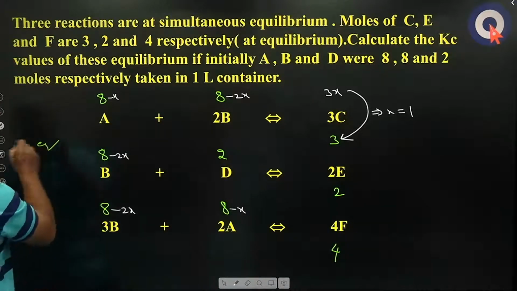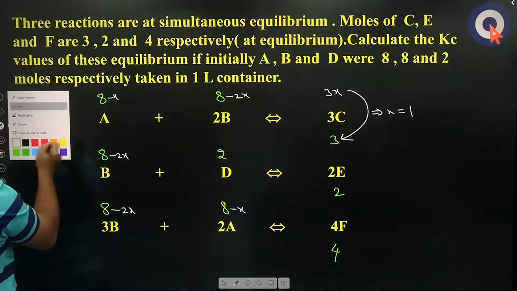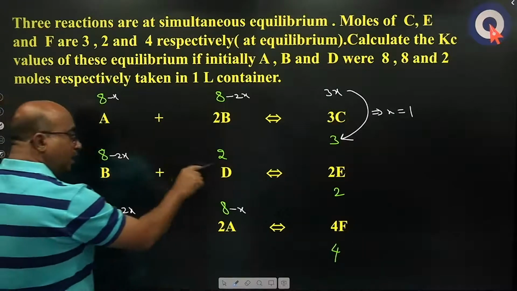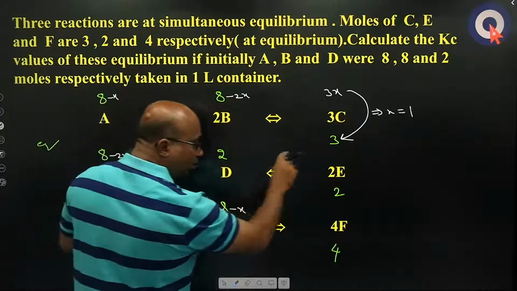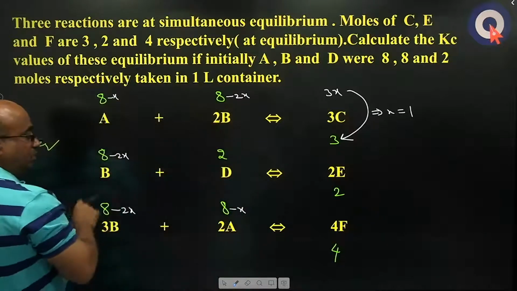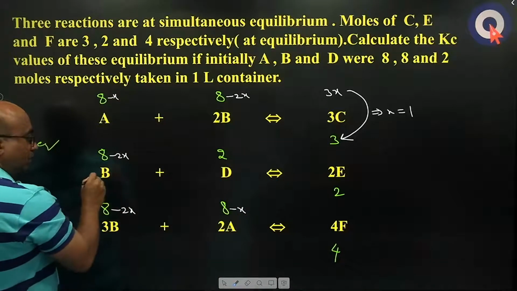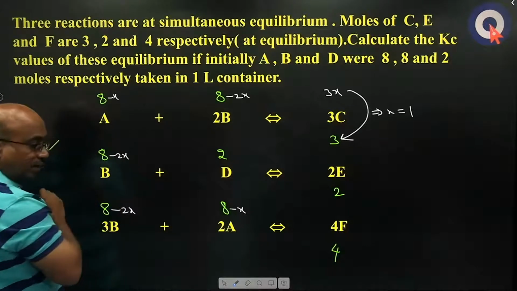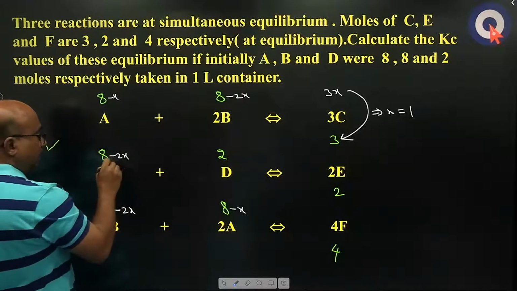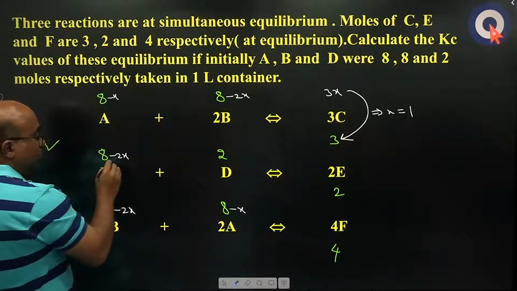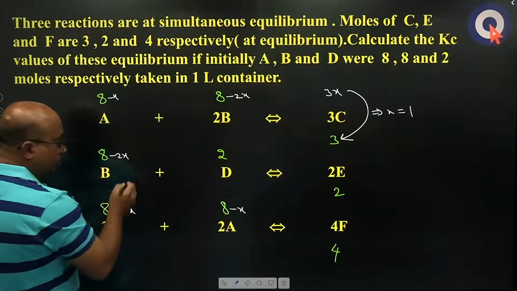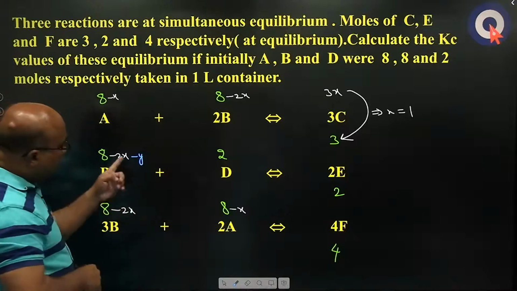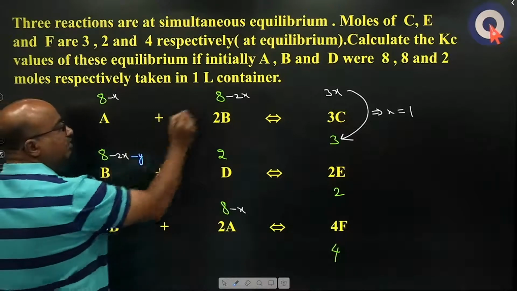Coming to the second reaction. What is the second reaction? B and D are simultaneously reacting now to give E. So how much of B may react here? For this reaction, some amount of B has to react again. Already 8 minus 2X is there. Now let us say Y reacts. So I write it with specific terms: 2Y is reacting here, so that simultaneously this becomes 2Y.